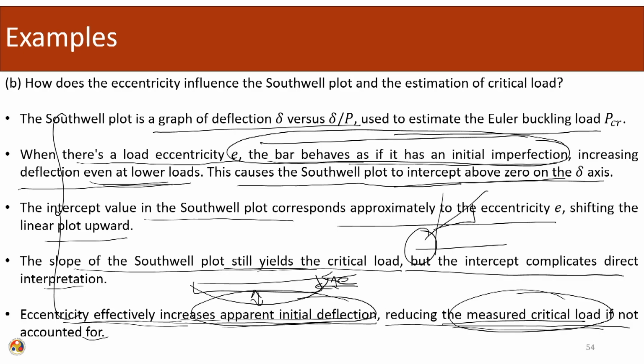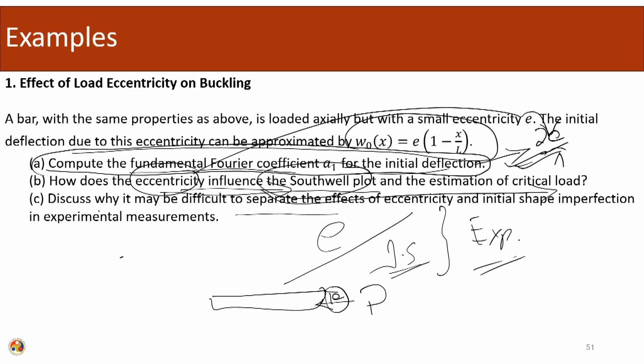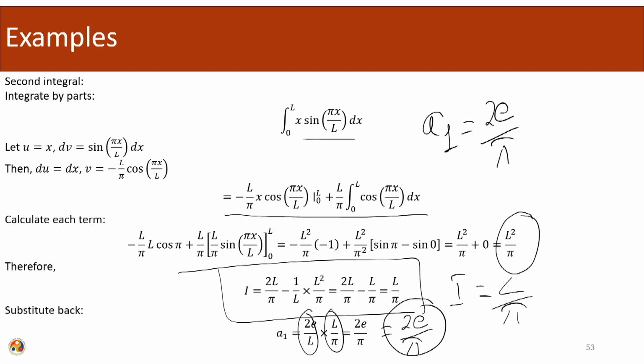The third part of the question: why it may be difficult to separate the effect of the eccentricity and initial shape imperfection in the experimental measures. In the experimental measures, why are we not able to sort these two things out properly, or why do we feel difficulty in doing so? What are the challenges here?